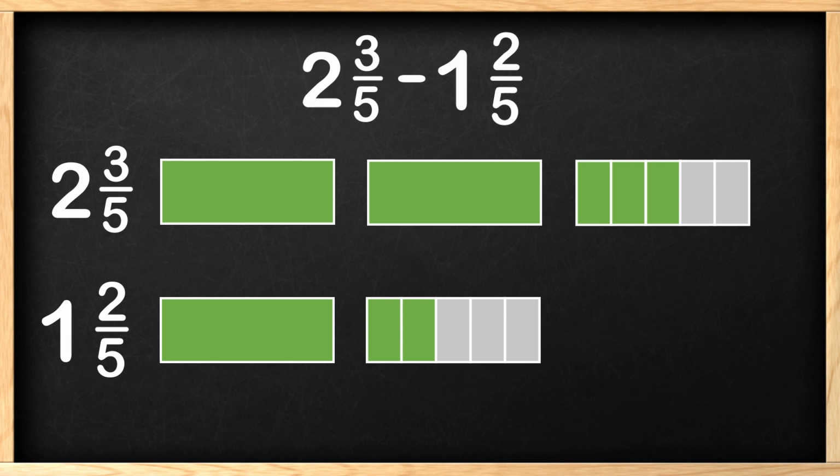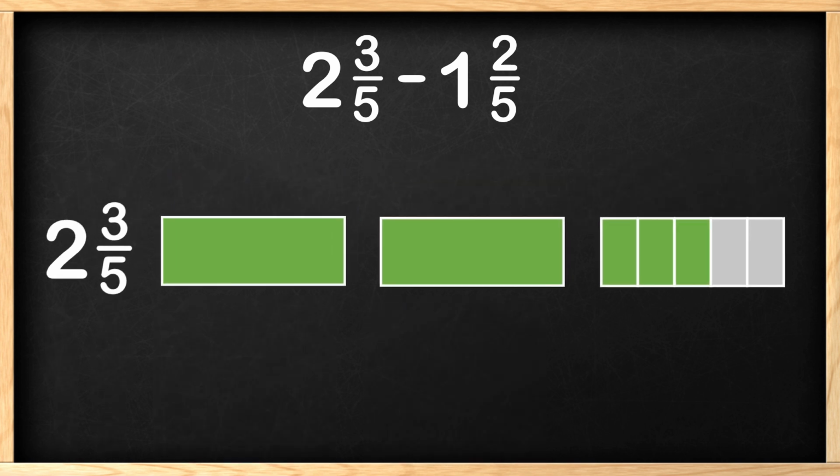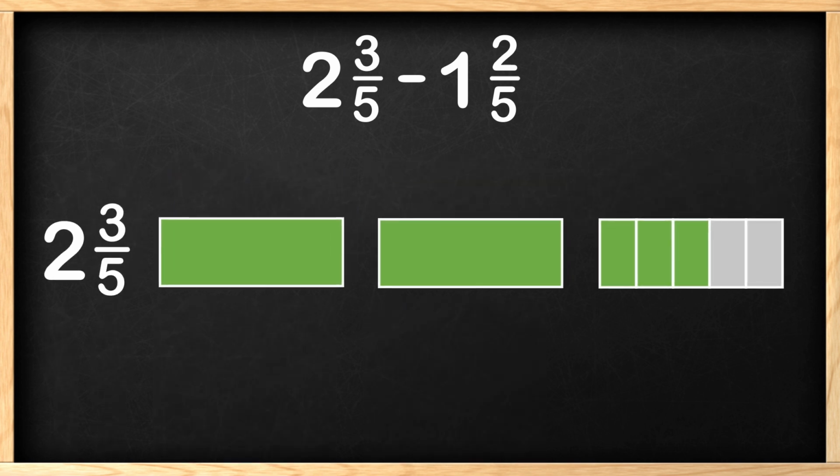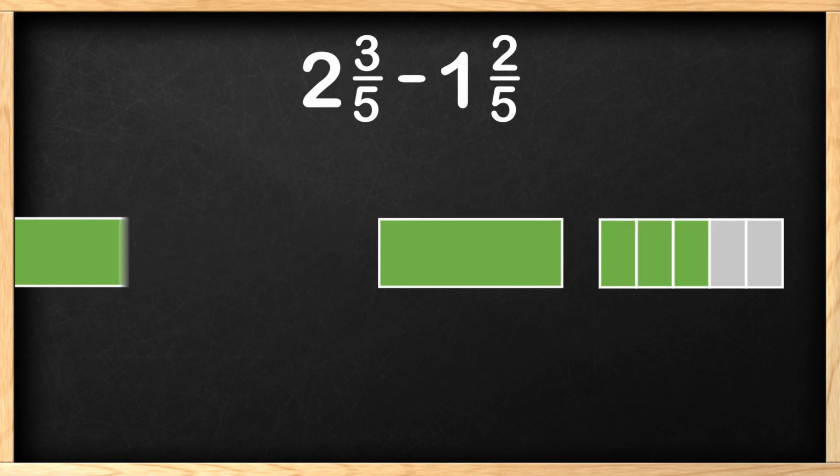Okay, let's read the problem again. 2 3/5 minus 1 2/5. We can also say this as 2 3/5 take away 1 2/5. This means we want to start with 2 3/5. Now we want to take away 1 2/5. We can take away 1 whole first.